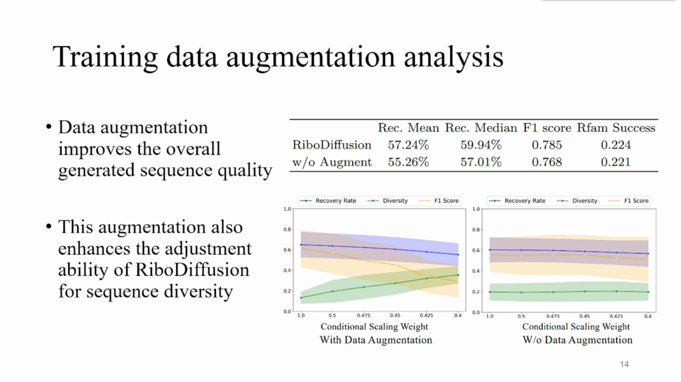Augmenting training data is primarily driven by the scarcity and limited diversity of RNA sequences available in PDB. The incorporation of additional RhoFold predictions improves the overall generated sequence quality. This augmentation also enhances the adjusting ability of RiboDiffusion for sequence diversity, where the sequence diversity of the model without the augmented data remains relatively low.